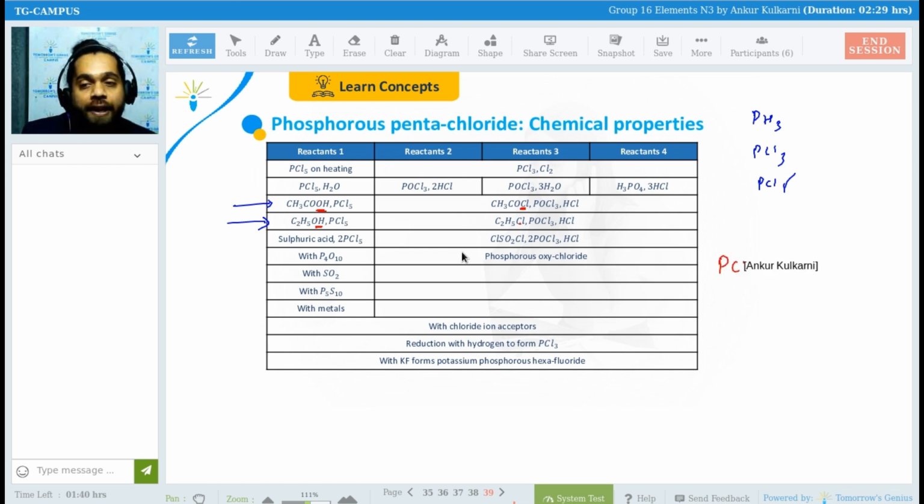And if you heat PCl5, what will it decompose into? It will decompose into PCl3 and Cl2. Now, what is this reactant to product phase? That is if I carry on the reaction continuously, I will get these products. So this is one more chemical property that you have to write after the lecture.